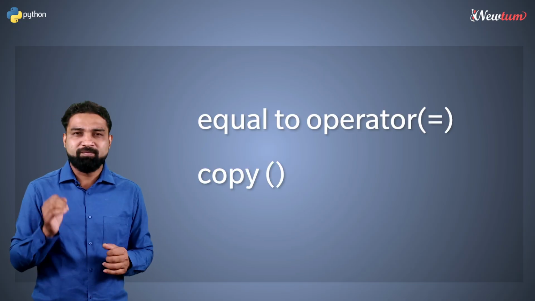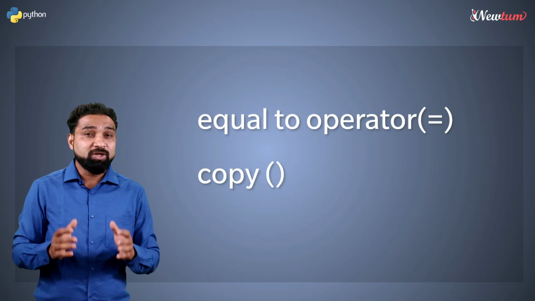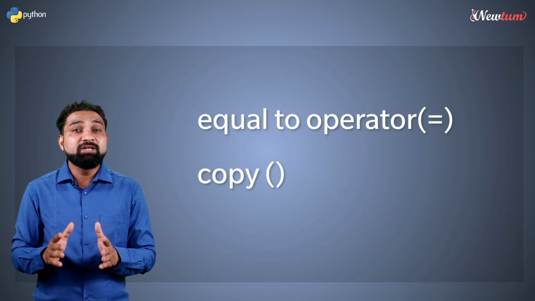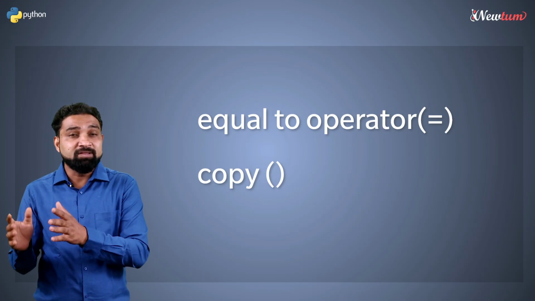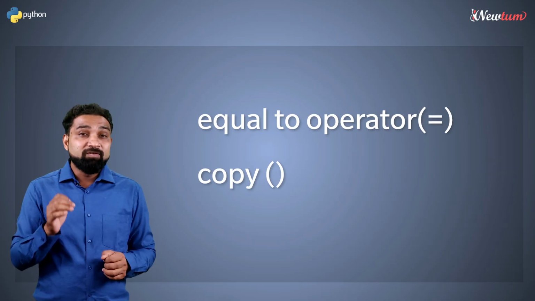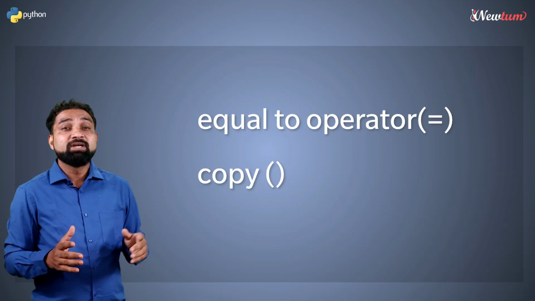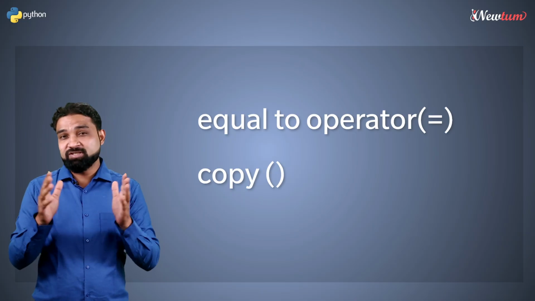To summarize, we can copy the list using equal to operator or the copy function. When we use equal to operator, changes done in one list will be reflected in the other list. When we copy using copy function, then a new independent list is created.